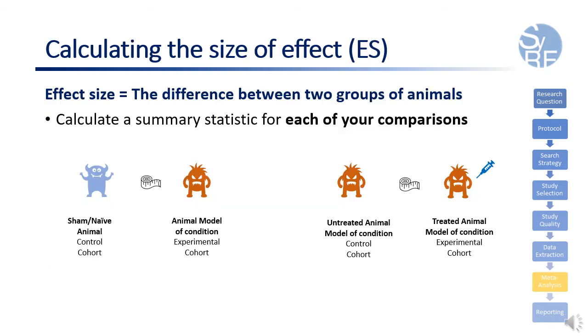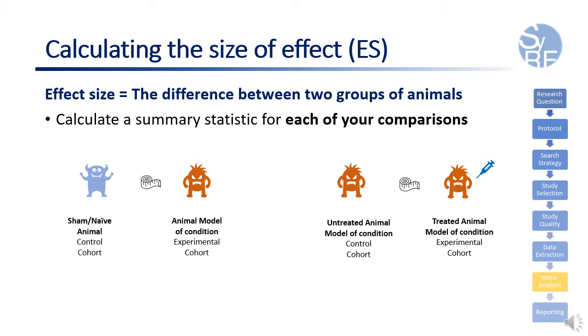The first stage of meta-analysis involves calculating a summary statistic for each of your comparisons to describe the observed effect, called the effect size. This is essentially the difference in outcome that is being measured between two groups of animals. By comparisons, I mean here all instances where an outcome of interest in a cohort of experimental animals is presented alongside the outcome of interest in a control cohort and is being compared to determine the effect of the experimental intervention.